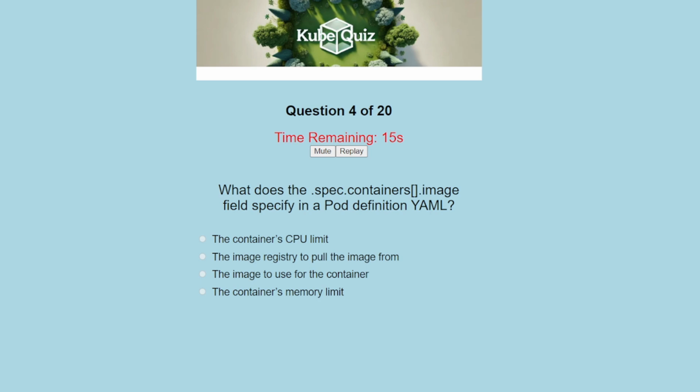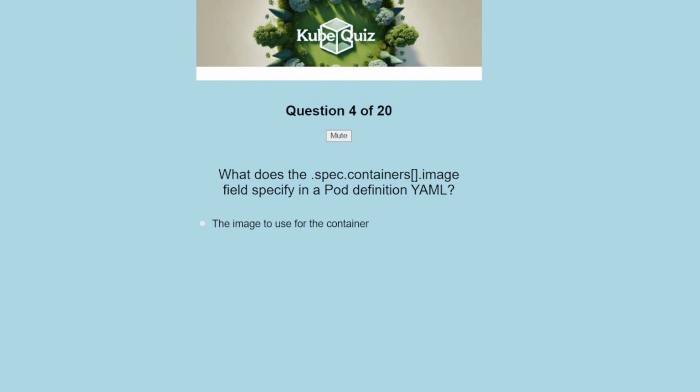The image field specified in a pod definition YAML defines what? The container's CPU limit, the image registry to pull the image from, the image to use for the container, or the container's memory limit. The correct answer is, the image to use for the container.